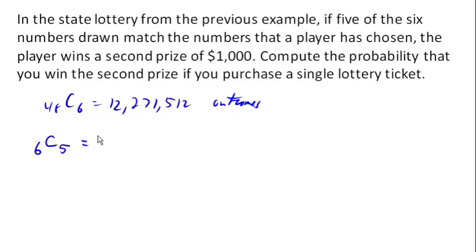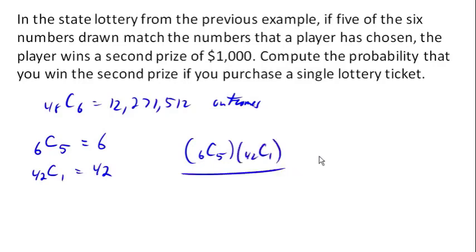Now, we also have to consider how many different ways we could not pick the last number. From the 42 non-winning numbers, we need to pick one of them to be on our card, and so that is 42. So our final probability of winning is going to be: 42 times 6 is 252 different ways that we can match 5 numbers and not match the 6th, out of our 48 choose 6, out of the 12,271,512 total outcomes. That gives us a marginally higher probability of winning, though it's still pretty small.